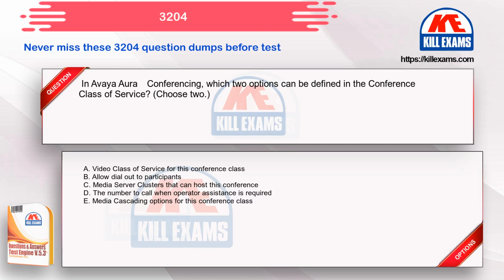Option B. Allow to participants. Option C. Media server clusters that can host this conference. Option D. The number to call when operator assistance is required. Option E. Media cascading options for this conference class.